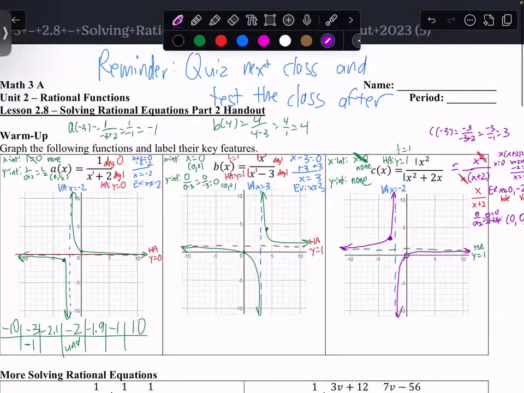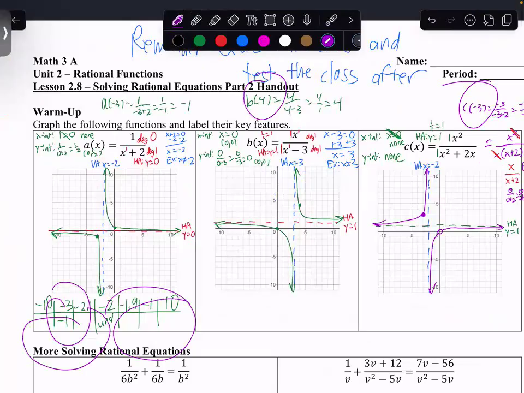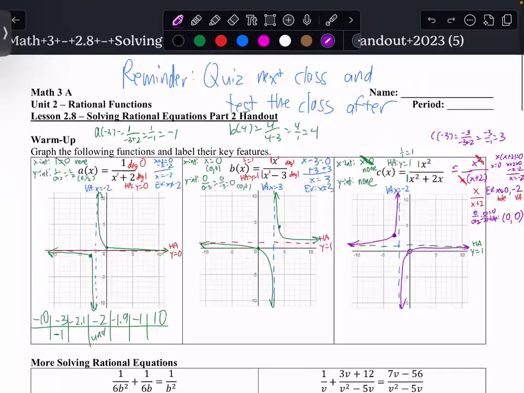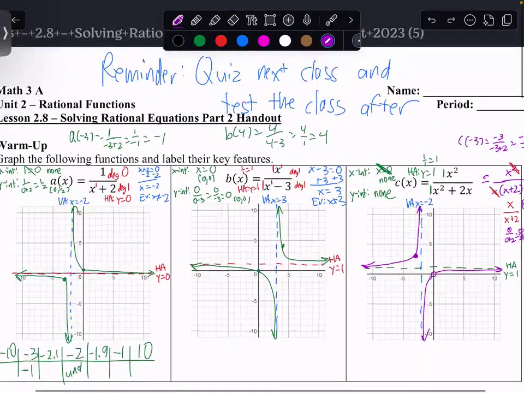So for these three graphs combined, I only actually plugged in about 3 points. I wasn't filling out 6 points per table. Sometimes you can use the intercepts and the asymptotes to get the shape of the graph a lot more efficiently. Any questions on the graphing?